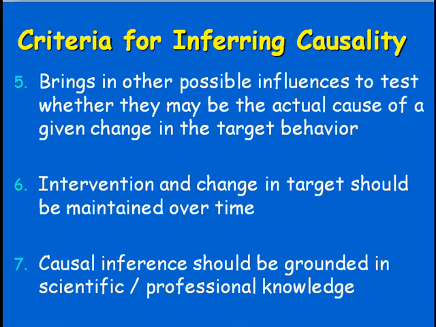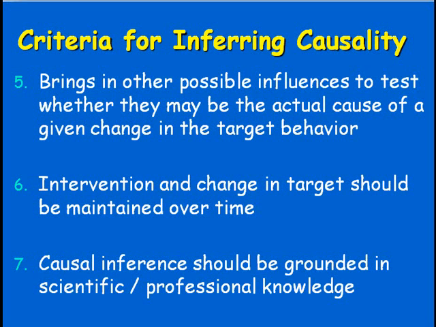Number 5 brings in other possible influences to test whether they may be the actual cause of a given change in the target behavior. This can be done by discussions with your client. When you see a positive change in your client's problem, instead of assuming that it's your intervention, say, you've been doing better, and I know we've been working together, but what else is going on in your life?